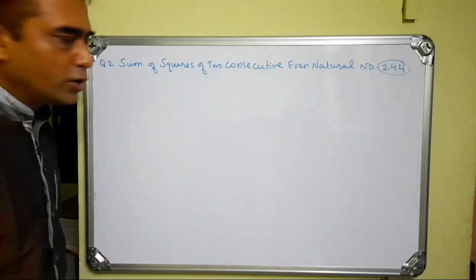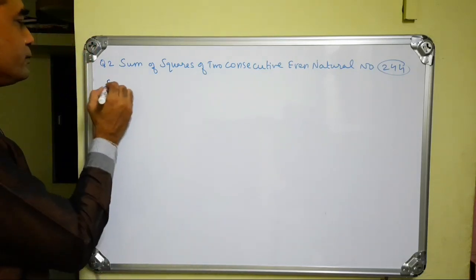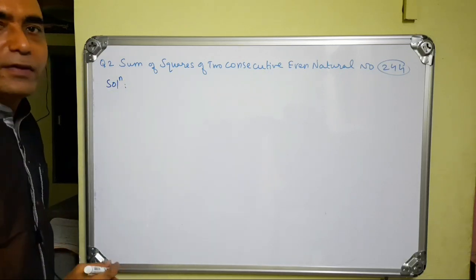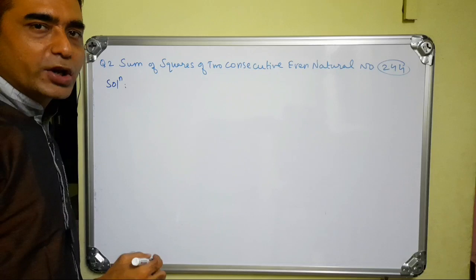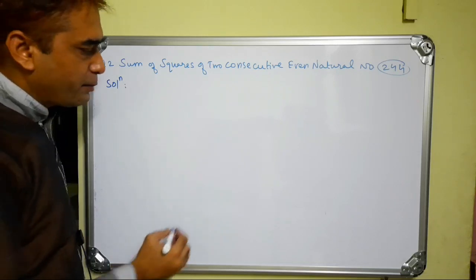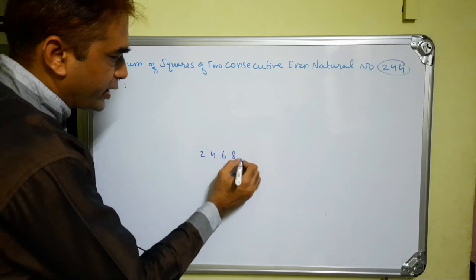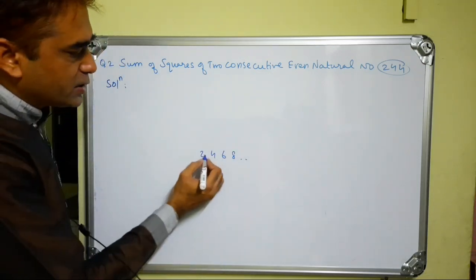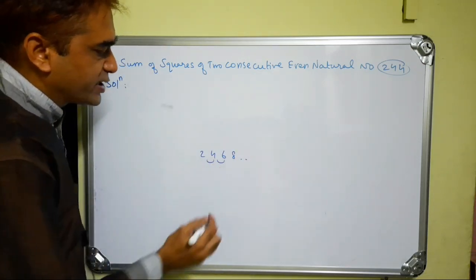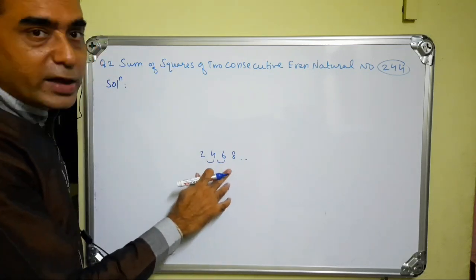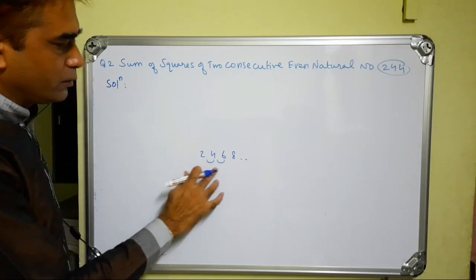So let's solve this equation. Solution: sum of squares of two consecutive even natural numbers. Now what are consecutive even natural numbers? Even natural numbers are 2, 4, 6, 8 and so on. Consecutive means 2 and 4 or 4 and 6. So the difference between two consecutive even natural numbers is 2.